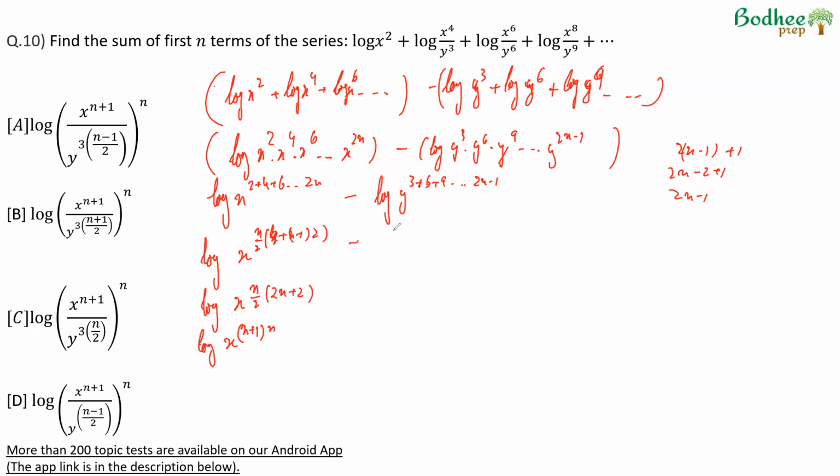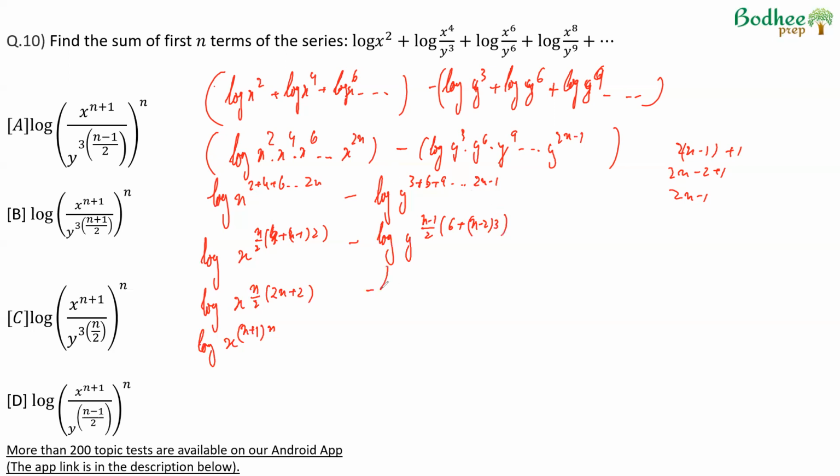Then we look at y. For y, what we do is we say log of y raised to power. The number of terms is n minus 1. So n minus 1 by 2 into 2a, which is 6, plus n minus 2 into 3.